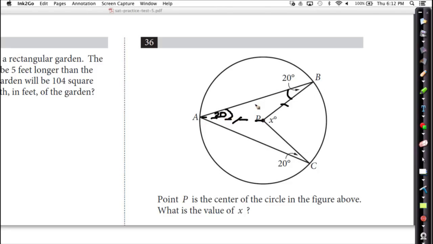So now in this triangle, how much does a triangle equal? Well, we should all know triangles have 180 degrees. So that's 20, that's 20. 180 minus 40 is 140.